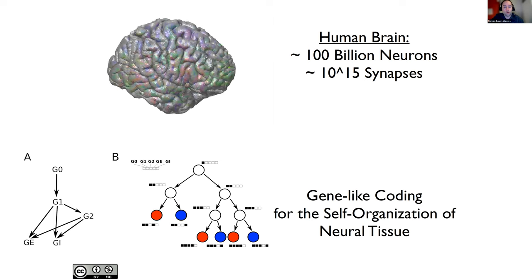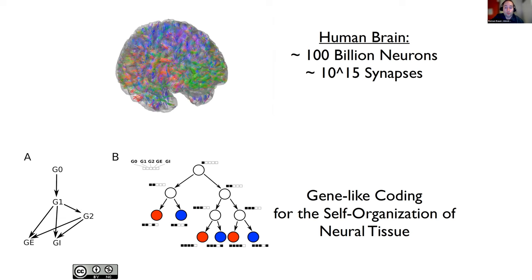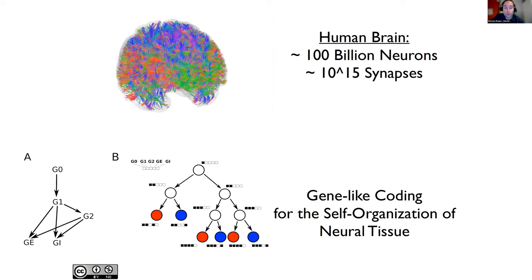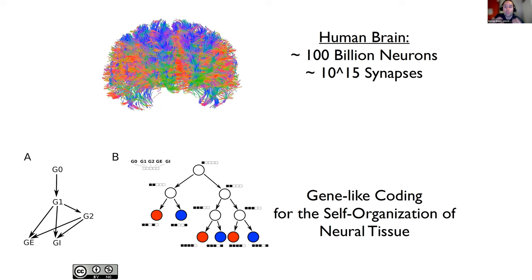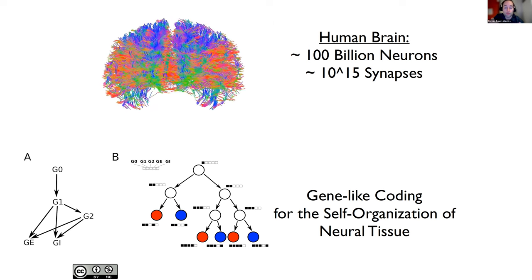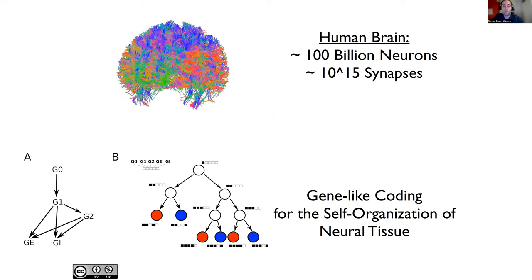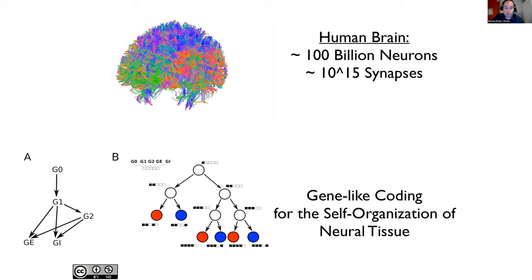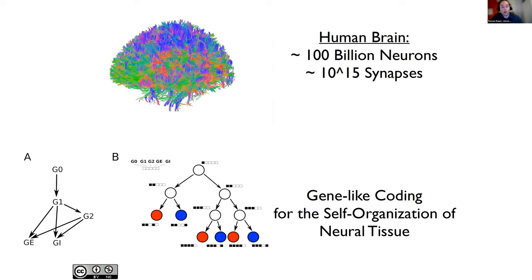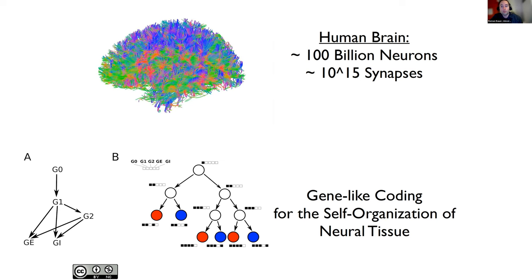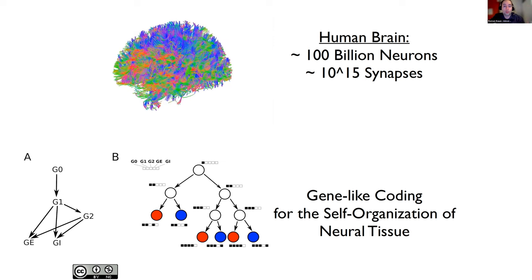Now, instead of modeling the final result of the development of the brain, one can also look into ways to model how this extremely complex organ develops from genetic rules, because at the end of the day, the brain develops from a single precursor cell, the zygote. And so the question becomes, can we somehow model how genetic rules lead to the final resulting brain structure?